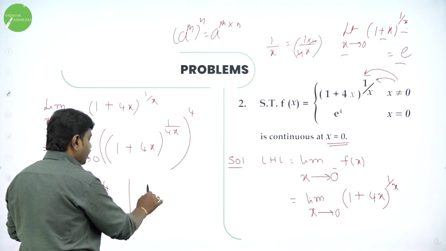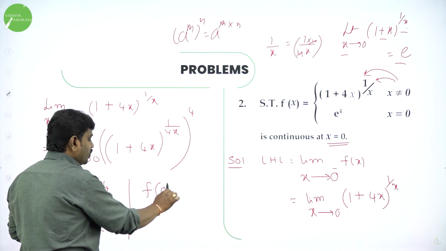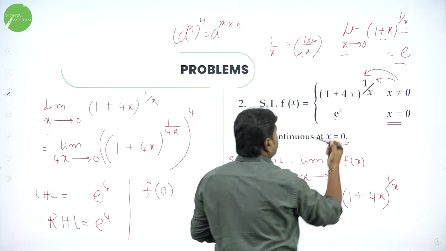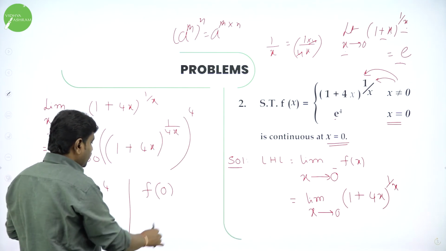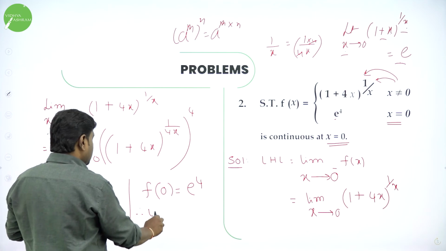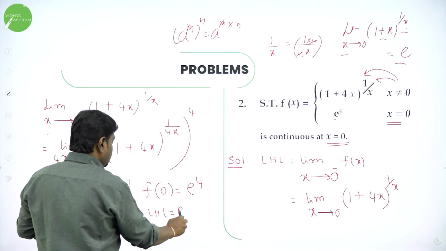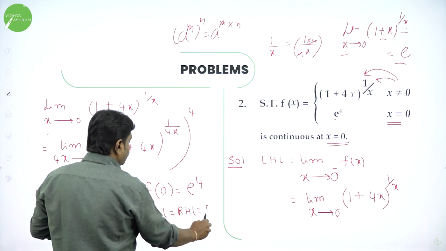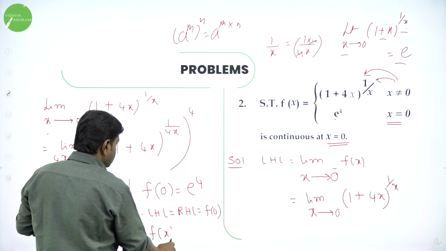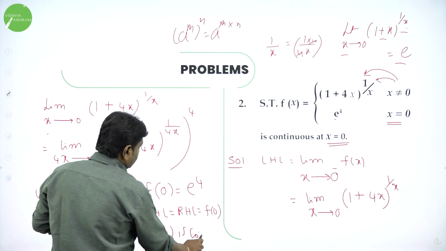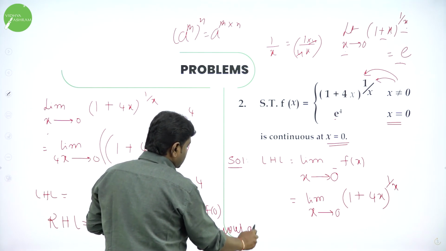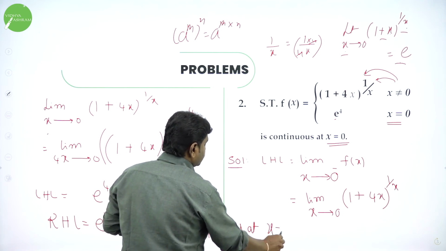Now just find f of 0, the function value when x is 0. When x is 0, the function value is e power 4. Therefore, what is the conclusion? LHL, RHL and f of 0, all three are equal. Therefore f of x is continuous at the given point. What is the given point? They gave x equal to 0.